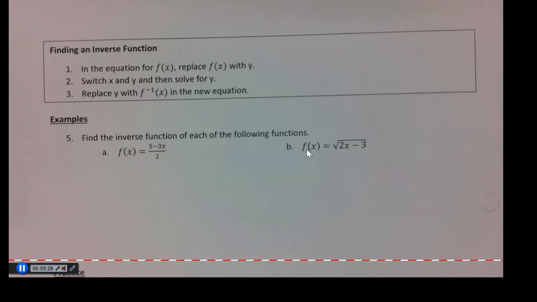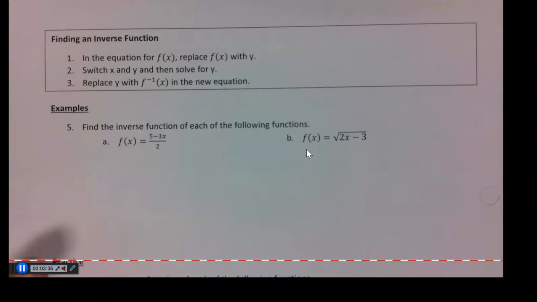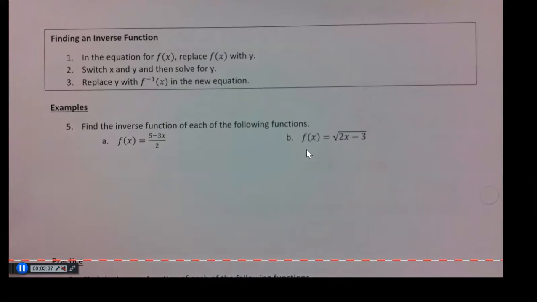So, this is kind of what we were doing yesterday. 5 and 6 want me to find the inverse functions. I've formally written out the steps to finding an inverse function. So the first thing you want to do is replace your f of x with y.